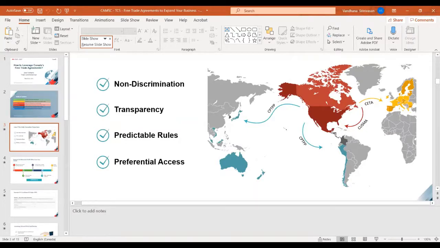And the last one I want to mention here is preferential access. That means we enjoy the most favorable tariff, either zero tariff or a very small tariff, when trading with the countries that Canada has a free trade agreement with.